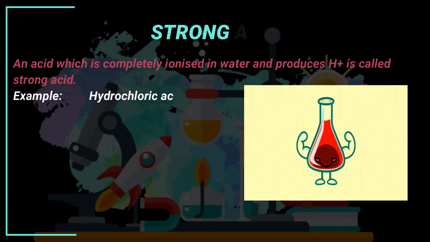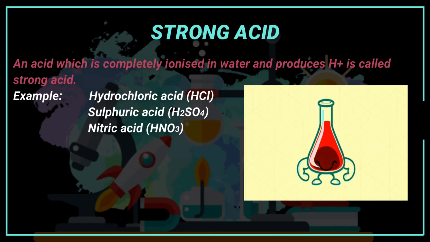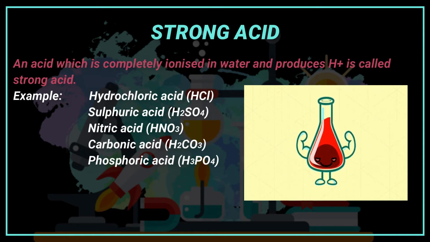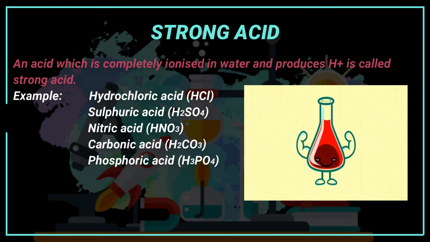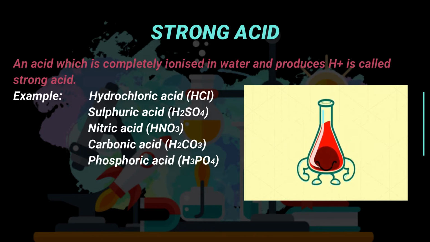Strong acids. An acid which is completely ionized in water and produces H+ ions is called a strong acid. Examples: hydrochloric acid, HCl. Sulfuric acid, H2SO4. Nitric acid, HNO3. Carbonic acid, H2CO3. Phosphoric acid, H3PO4.